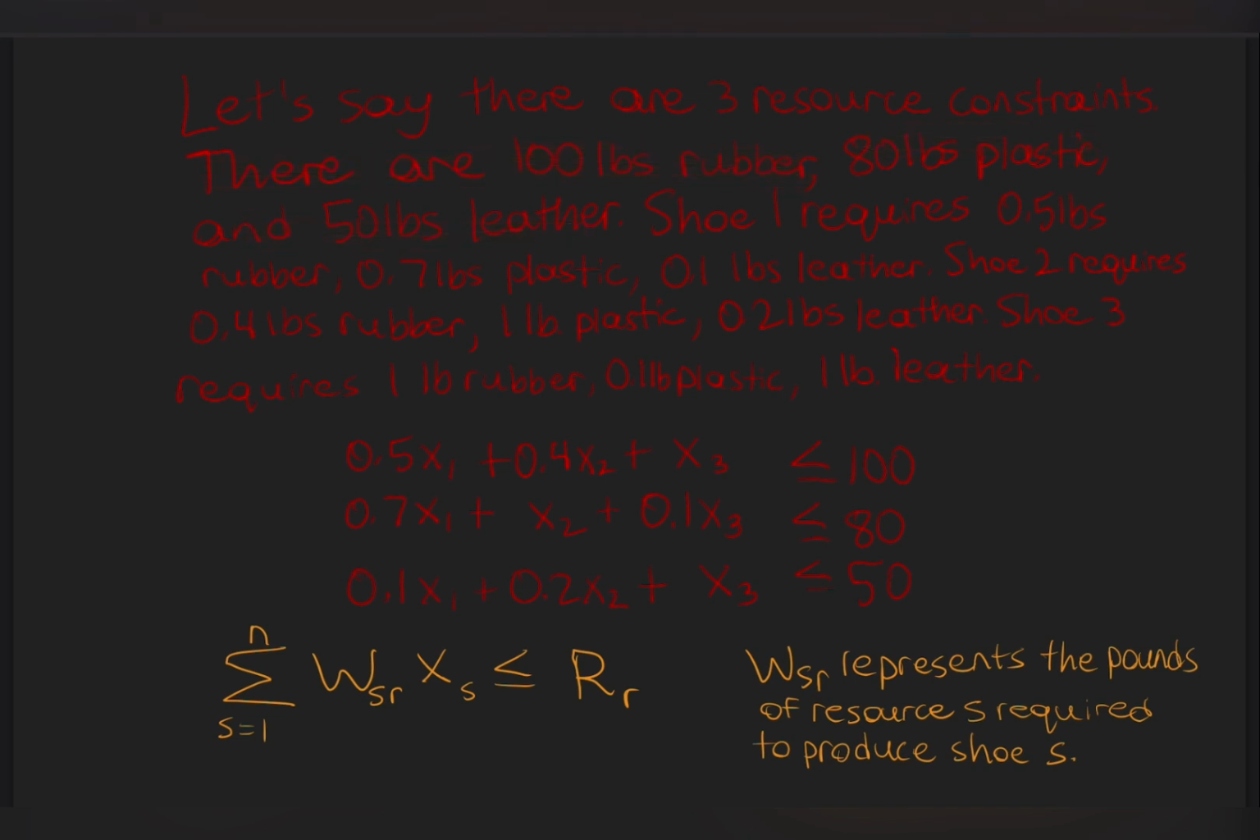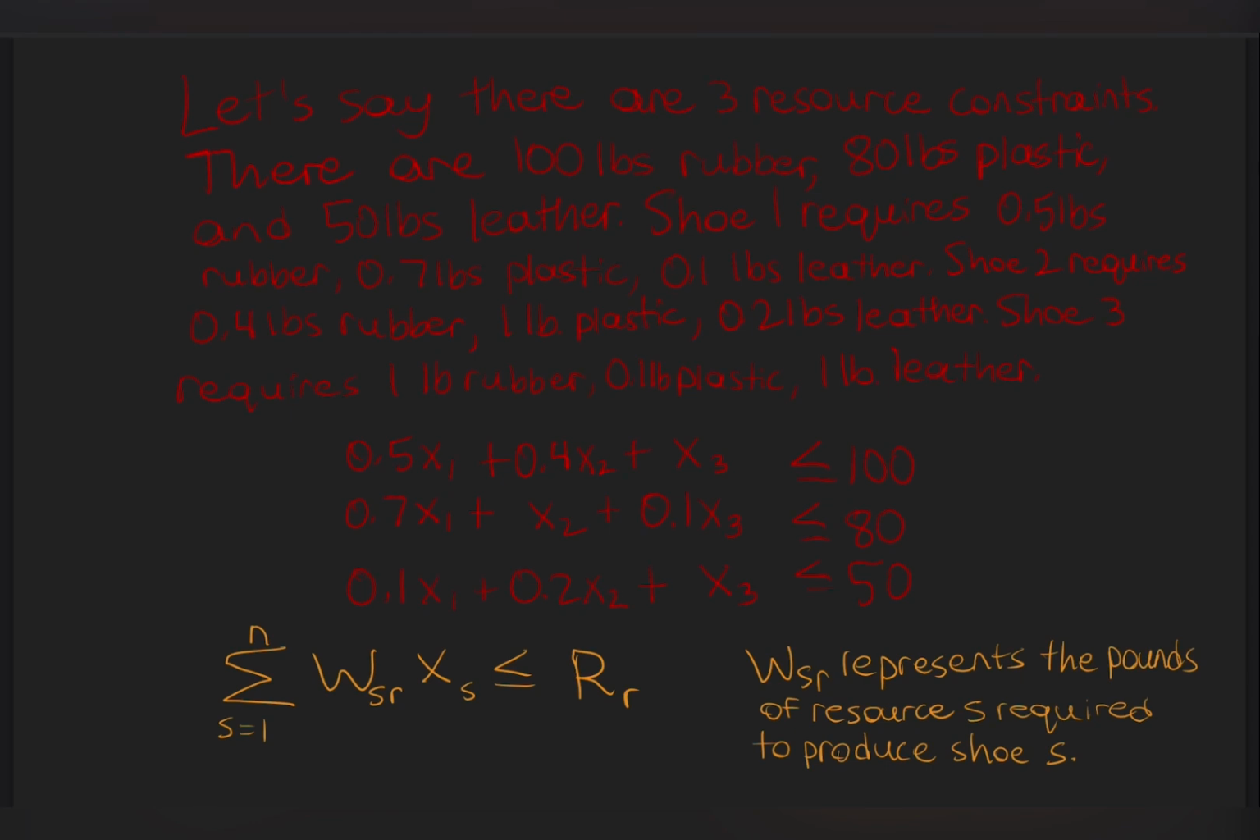All right, so shoe 1 requires 0.5 pounds of rubber, 0.7 pounds of plastic, and 0.1 pounds of leather. Shoe 2 requires 0.4 pounds of rubber, 0.1 pounds of plastic, and 0.2 pounds of leather. Shoe 3 requires 1 pound of rubber, 0.1 pound of plastic, and 1 pound of leather. So how are we going to represent these as mathematical constraints?